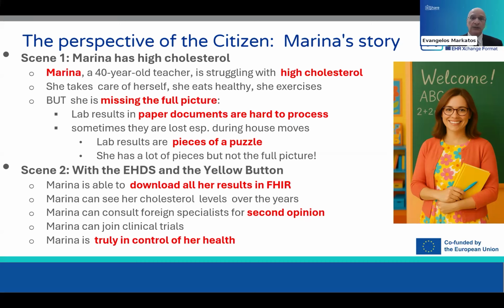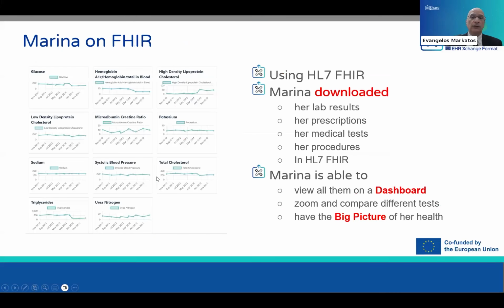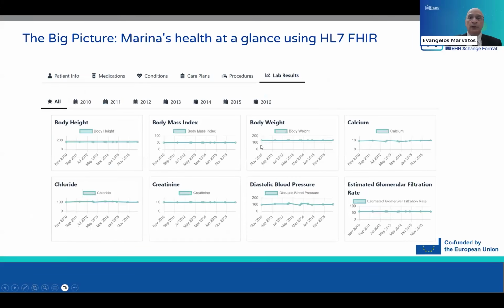Marina can see her cholesterol levels over the years. She can consult foreign specialists for a second opinion, and she can join clinical trials. Marina is truly in control of her health. Marina can download her lab result, prescription, medical test procedures in HL7 FHIR, and she is able to view all of them in a dashboard like this. She can zoom and compare different tests and have the big picture of her health.